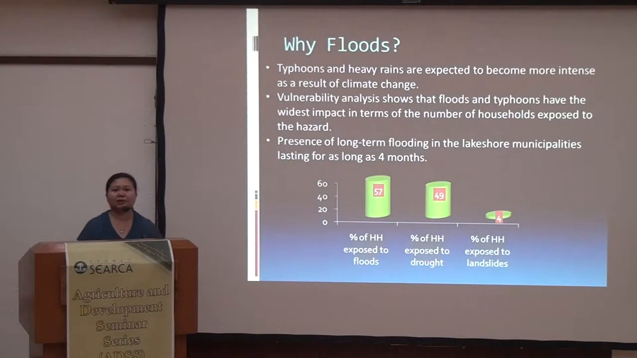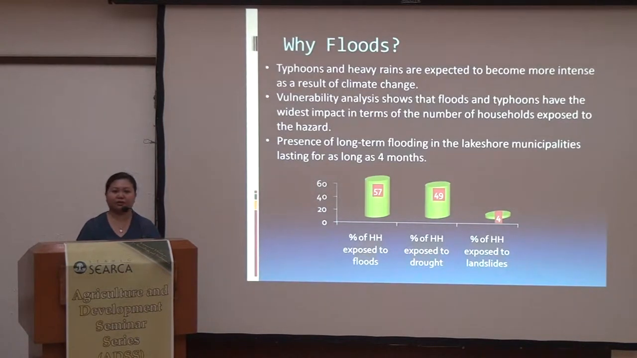First question, why do we focus on floods? Why did we choose floods as our hazard that needs to be addressed? First, typhoons and floodings, as we know, will become more and more intense, if not more frequent, in the coming years because of climate change and also because of anthropogenic activities. Vulnerability analysis from our year one project showed that floods and typhoons have the widest impact in terms of the number of households exposed to the hazard.